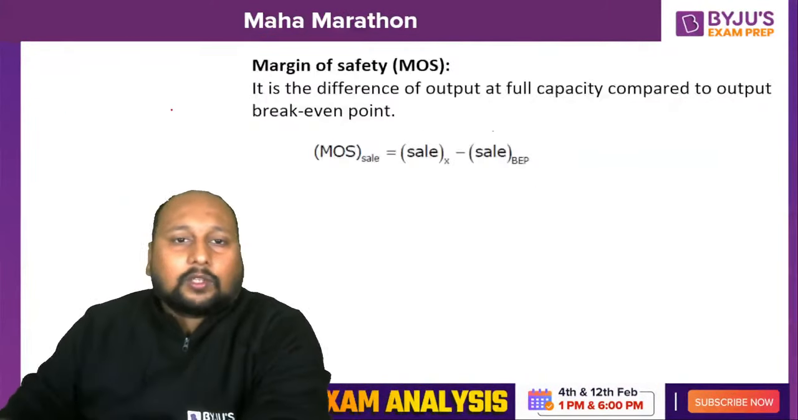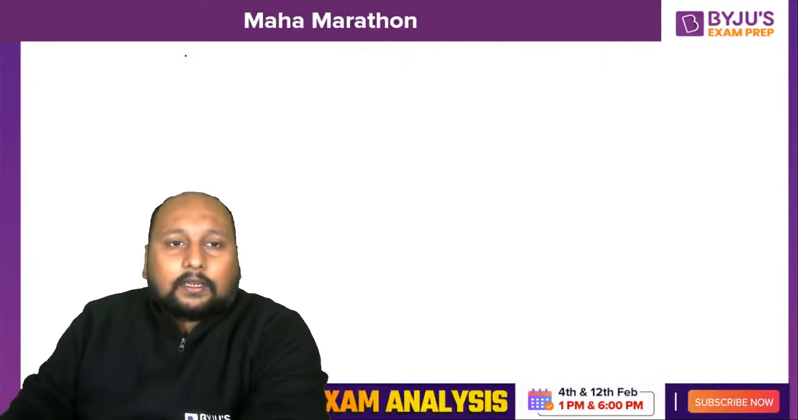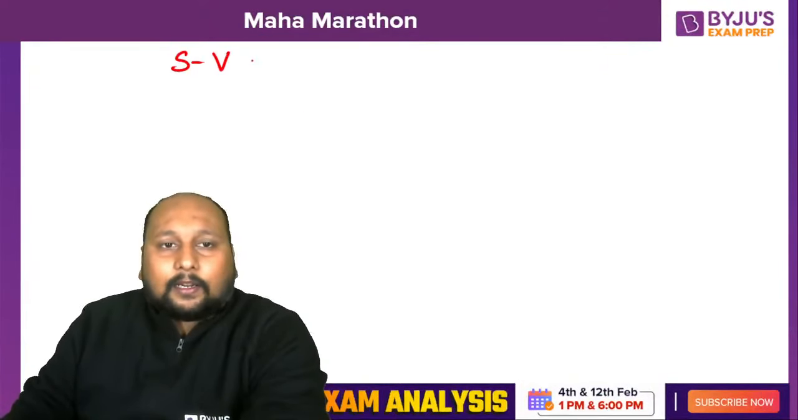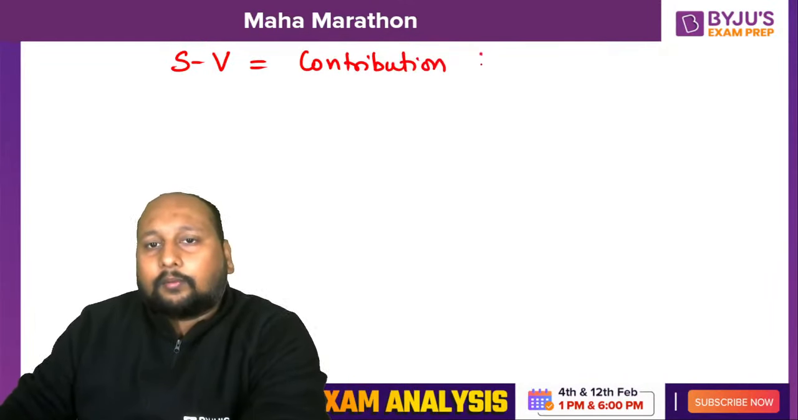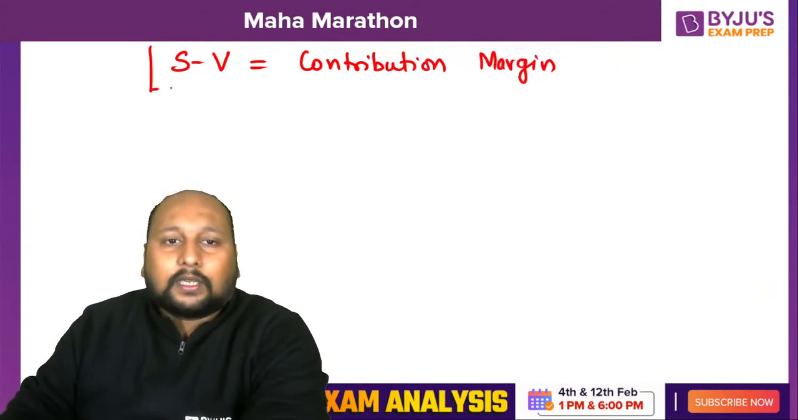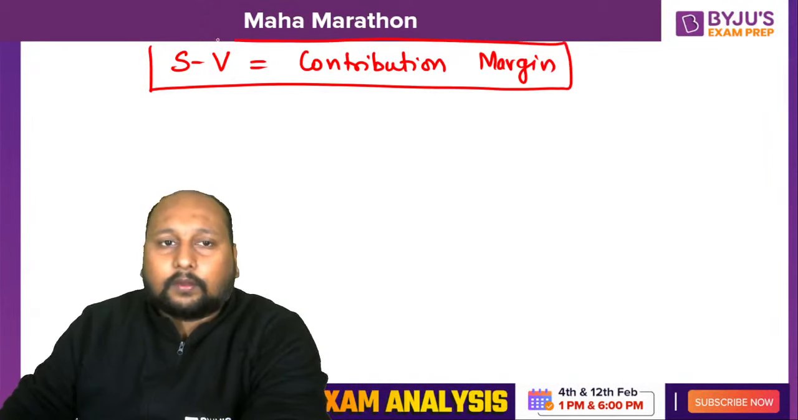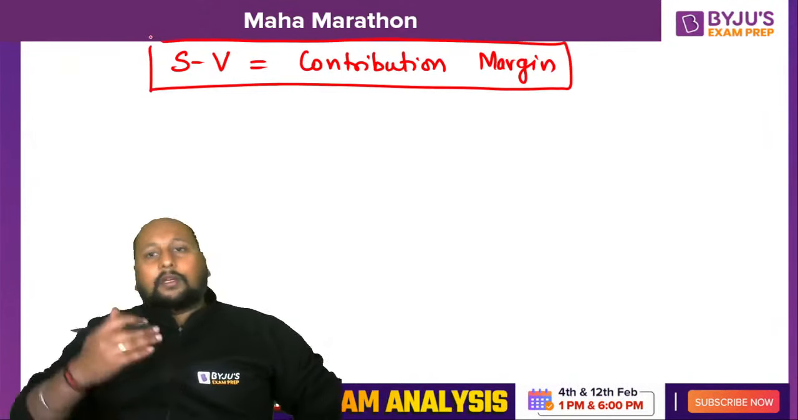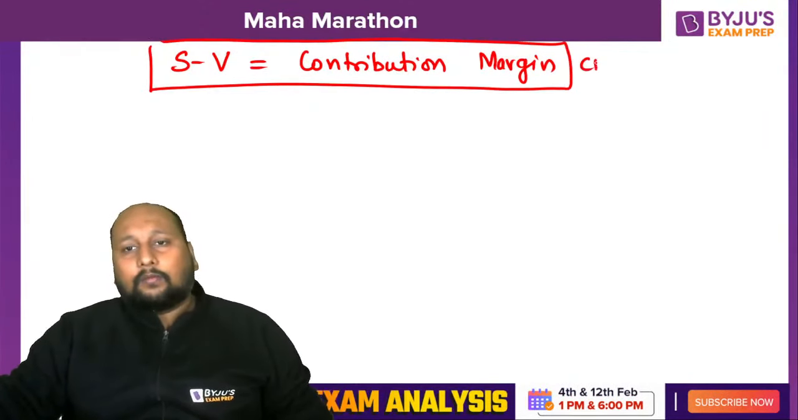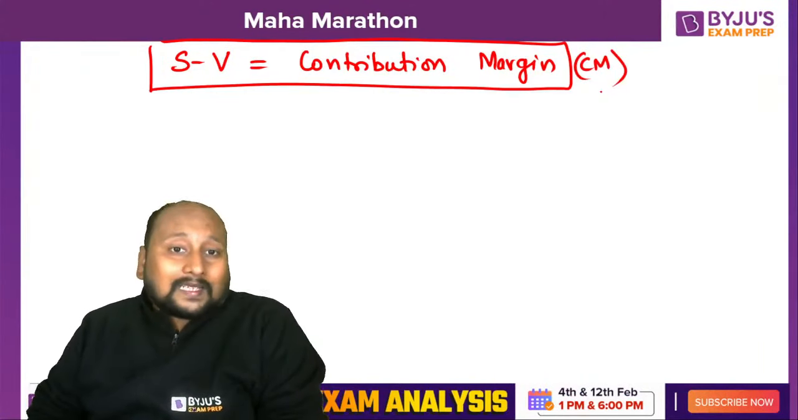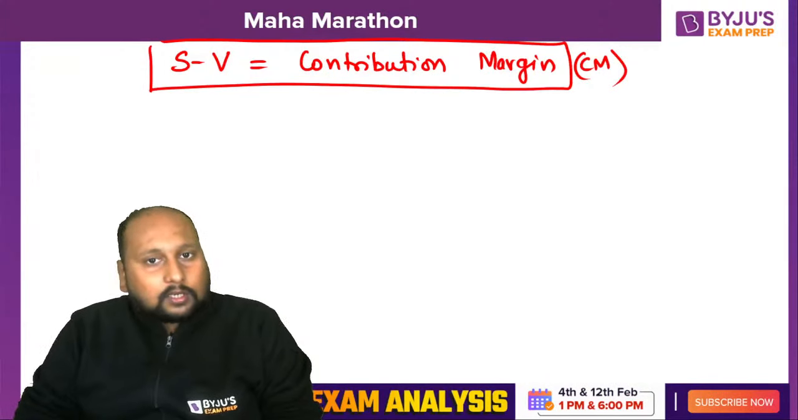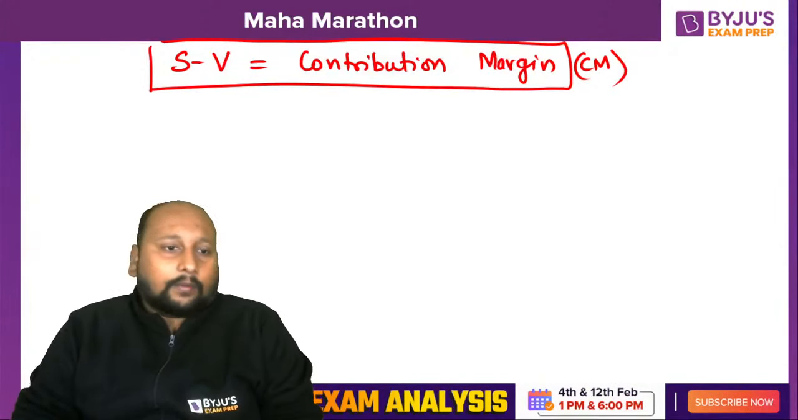And capital S minus capital V, we call it the contribution margin. Contribution margin is very important, because this particular concept will be used in the profit volume ratio. The contribution margin, which we denote as CM, is nothing but the total sales minus the total variable cost. That difference we call the contribution margin.